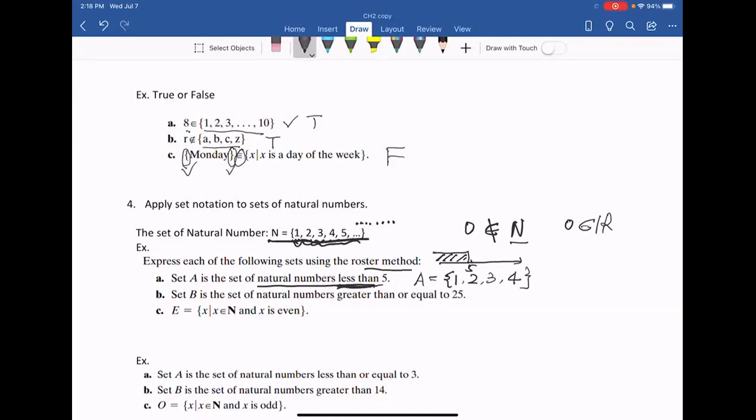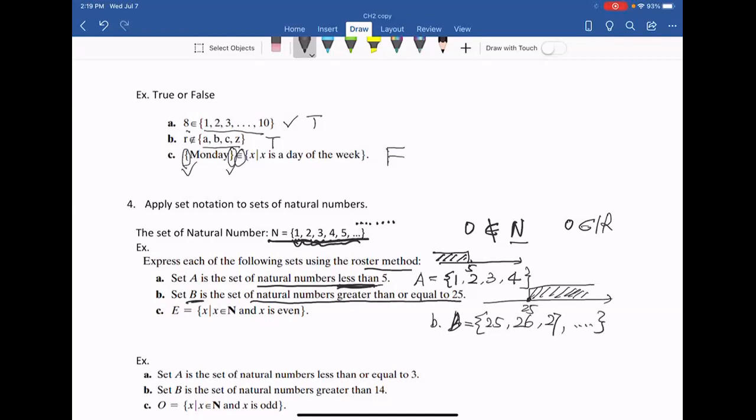Next one, number B. Set B is a set of natural numbers greater than or equal to 25. So draw a number line and find my 25. Greater than or equal to means this point is included. This number is included. That means the set B equals 25, 26, 27, etc.